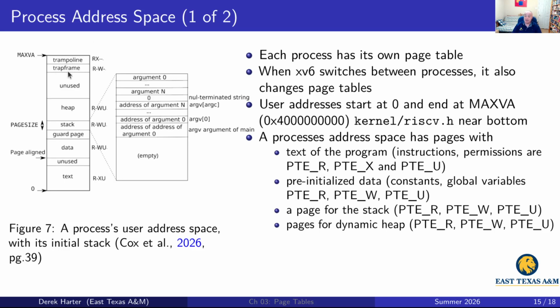The other thing is that this is only in the user address space, so it's not in the kernel, but each process has a trap frame. These aren't shared, but that is going to be the location where the registers get saved into memory when the trap starts, and they get restored from when we're ready to return from kernel space to the user process that was interrupted.